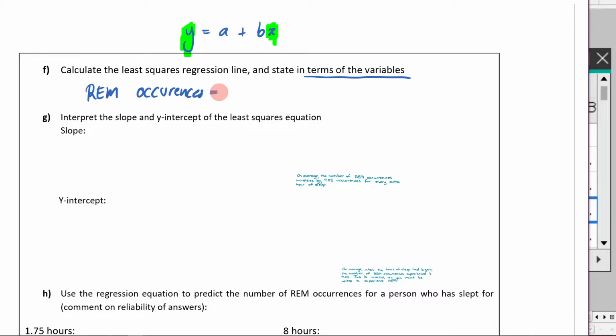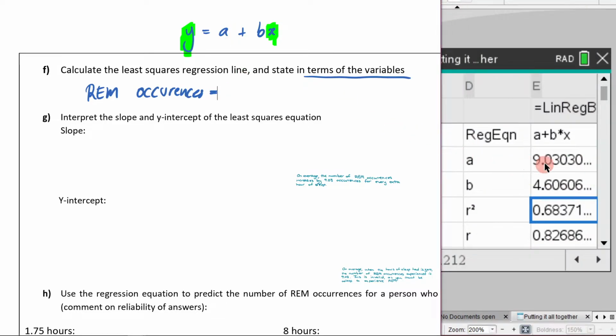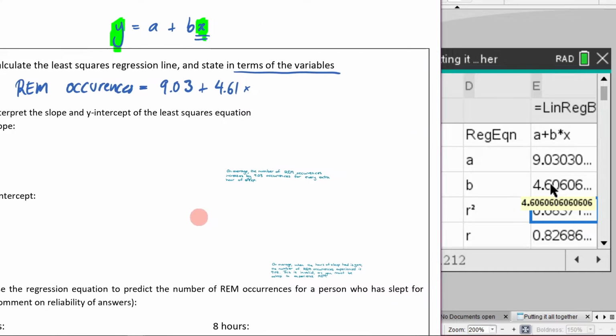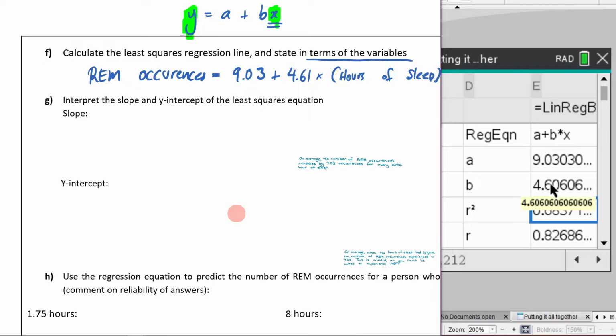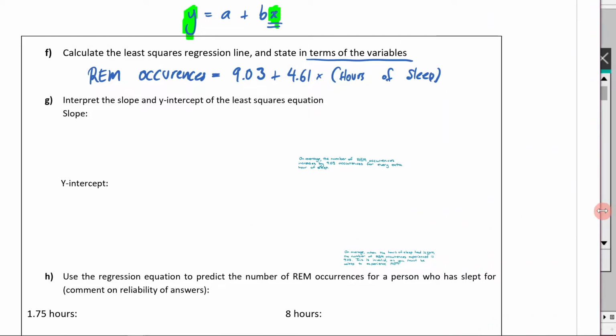is equal to, now I need my a value, and that's no worries because I can just come and look over here and you can see that a is 9.03. So I'm going to come here and go 9.03 plus what is my b value? It's 4.6 and I'll round that up to 1. So it'll be 4.61 and that's going to be times by my explanatory variable, which is going to be the hours of sleep. Hours of sleep. And there it is. There is our least squares regression line. Perfect. All right, we are continuing to soldier on here.